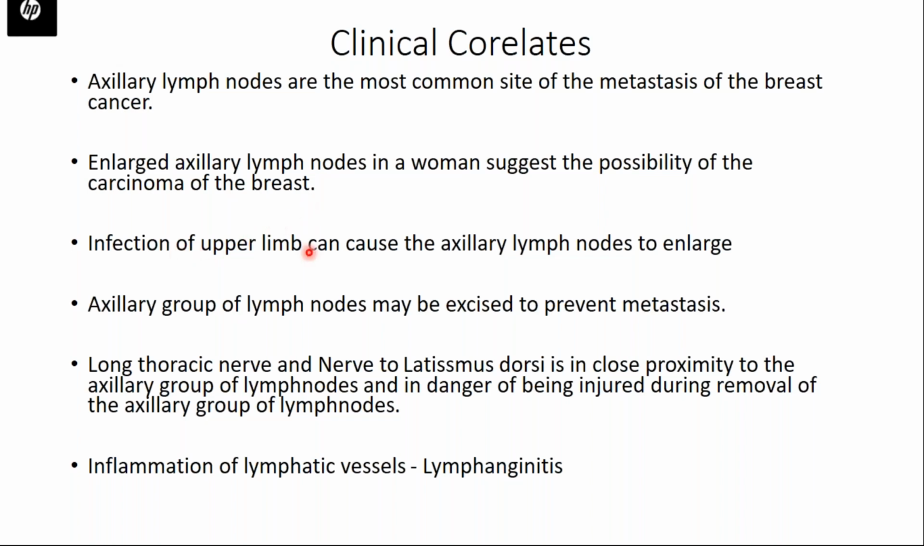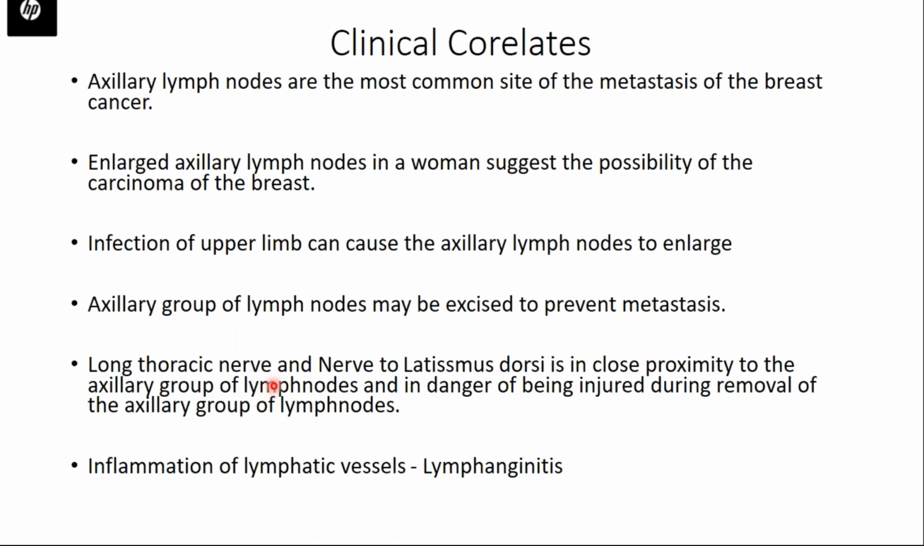Infection of the upper limb causes the axillary lymph nodes to enlarge. The axillary group of lymph nodes may be excised to prevent metastasis. That's what happened in the previous case, and the person had lymphedema. The long thoracic nerve and the nerve to latissimus dorsi are very close to the axillary group of lymph nodes, and they can be damaged.